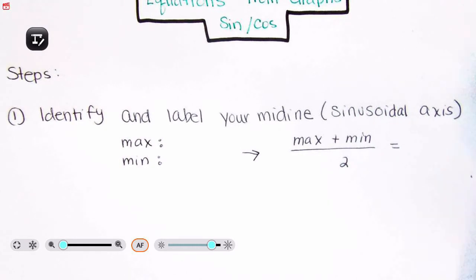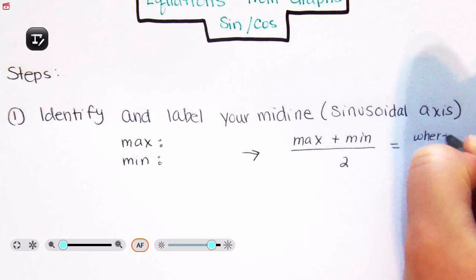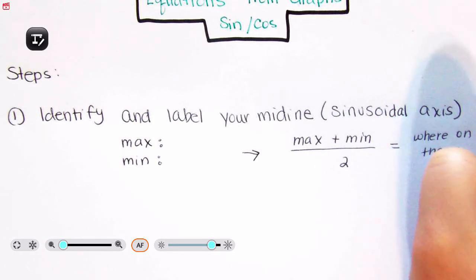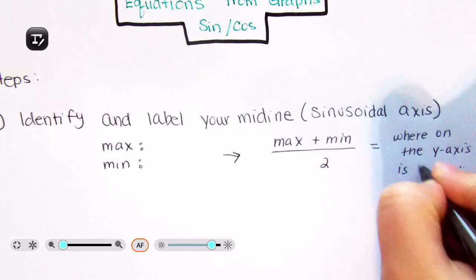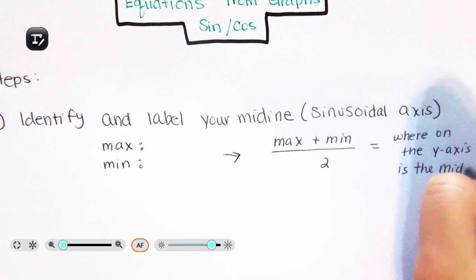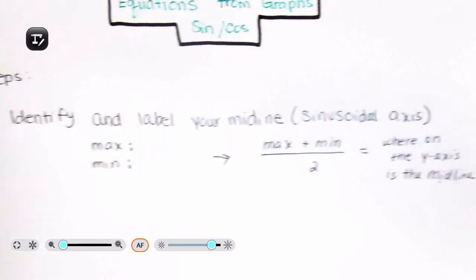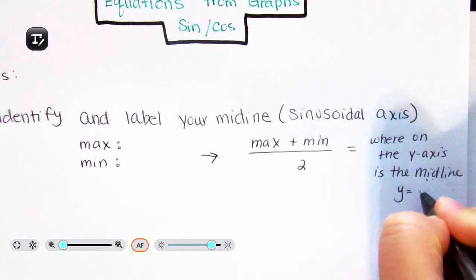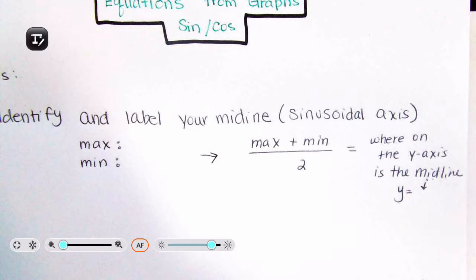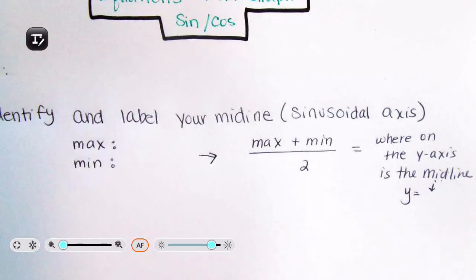So where on the y-axis is your midline. So, for example, if you take your min and your max, add them together, and divide by 2, and you get a positive 3, then your midline is on y equals 3. And then you have your midline there. So I'm going to put y equals midline. Okay, so that's step number 1. Let me zoom this out just a little bit.